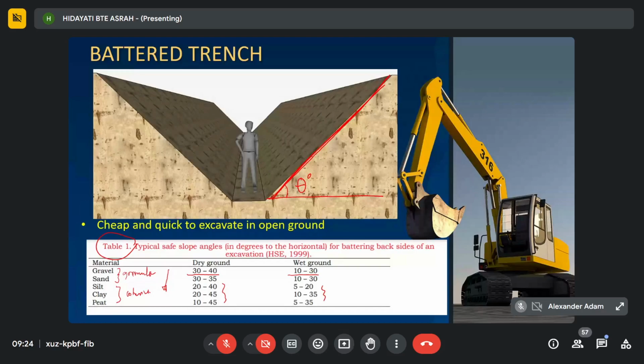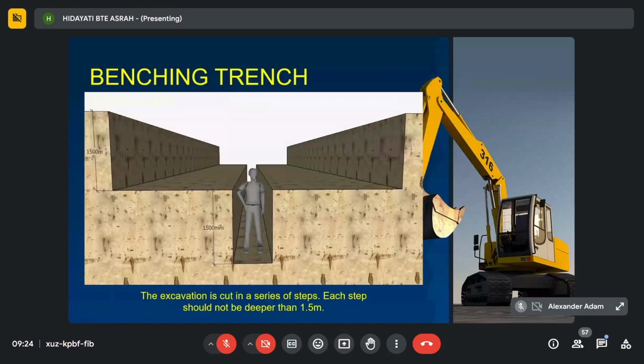The second type of trench is the benching trench. For the benching trench, you can see from the picture that it is the benching method. In this method, the excavation is cut in a series of steps. Actually, this is not a slope. It's like a stair design, tangga. It's cut in a series of steps, and each step should not be deeper than 1.5 meters.